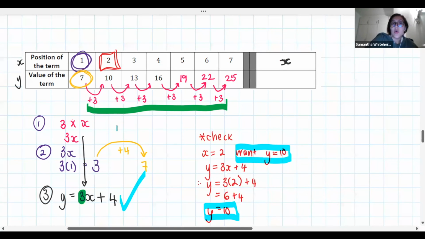Okay, so when finding our pattern, we need to know exactly what we're adding or subtracting, but we do need to do a little bit of extra work. All right, so I'm going to just add a little question here.